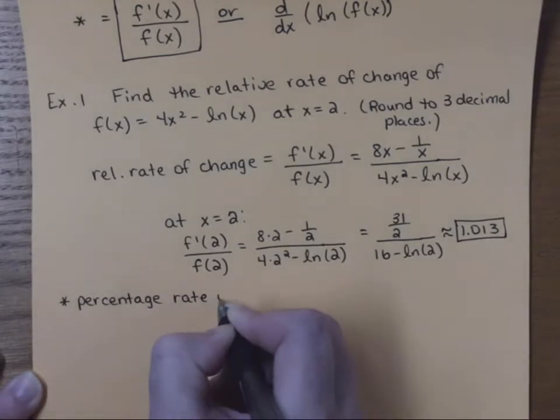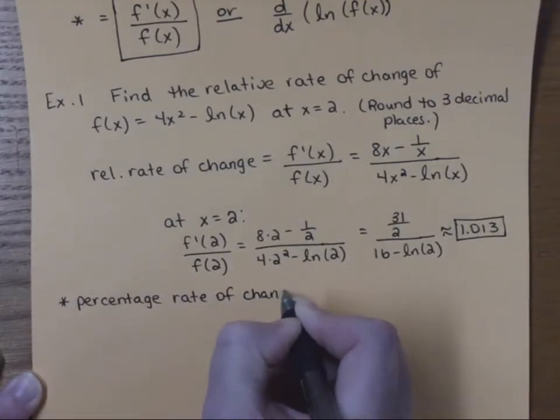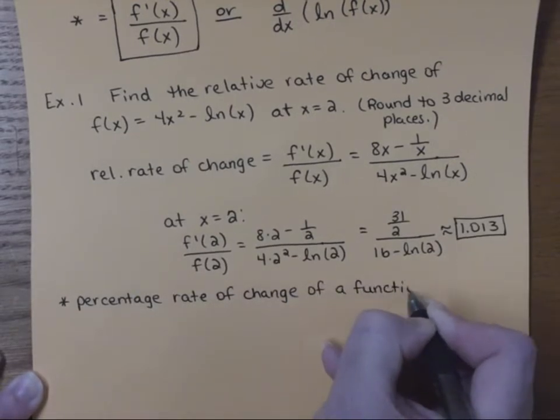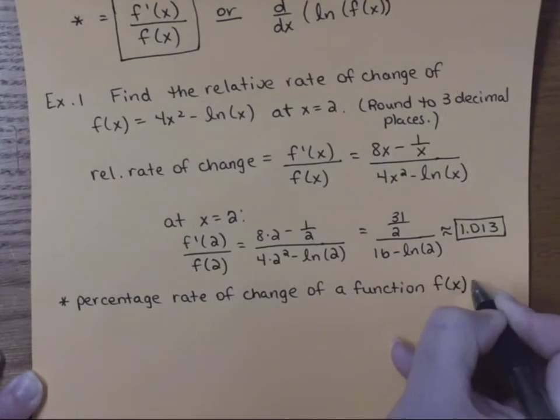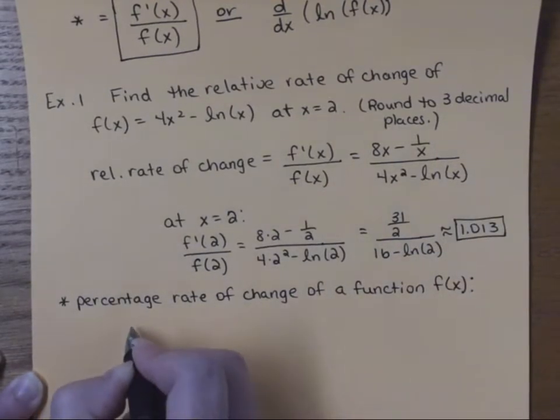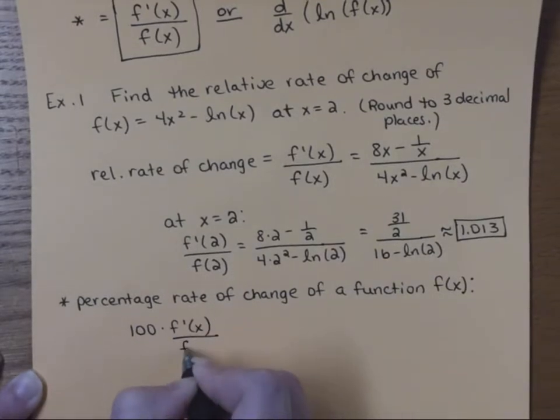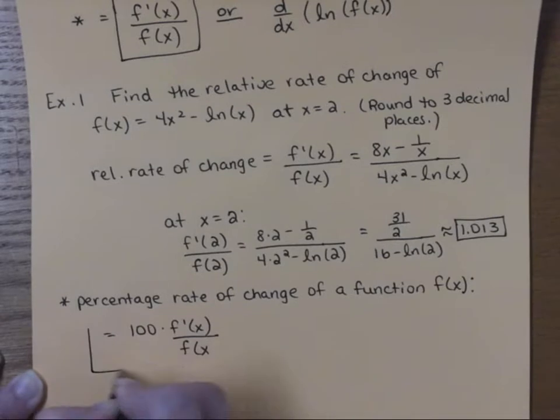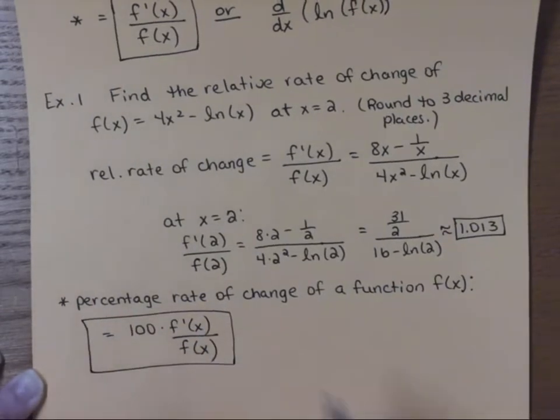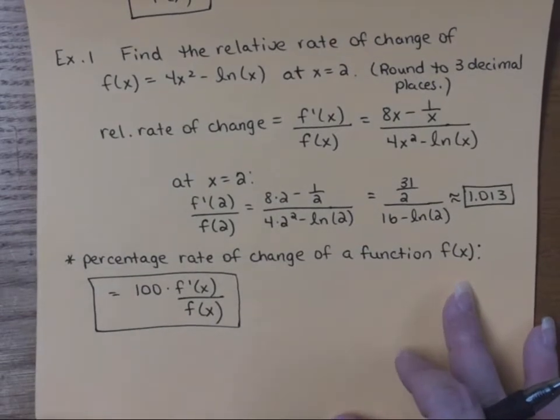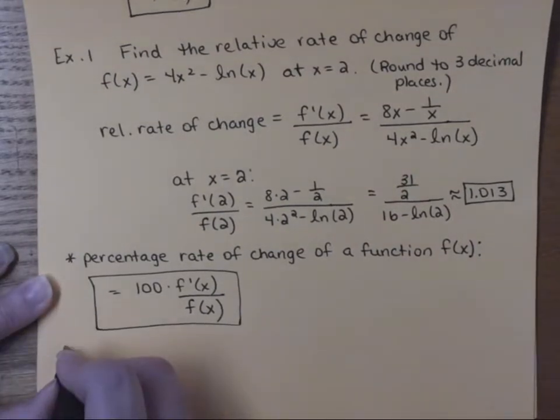So we can talk about relative rate of change, and we can also talk about percentage rate of change. And that's just where you describe the change in percentage form. To be honest, you don't really do much different. The formula for percentage rate of change is just 100 times f prime of x over f of x. But that's how you always change a decimal to a percentage anyway, right? So it's not really its own formula. It's really just taking the decimal you get in relative rate of change and moving the decimal twice in order to change it to a percent.